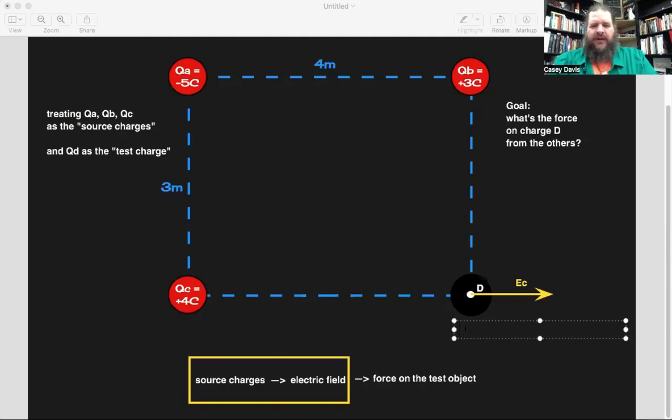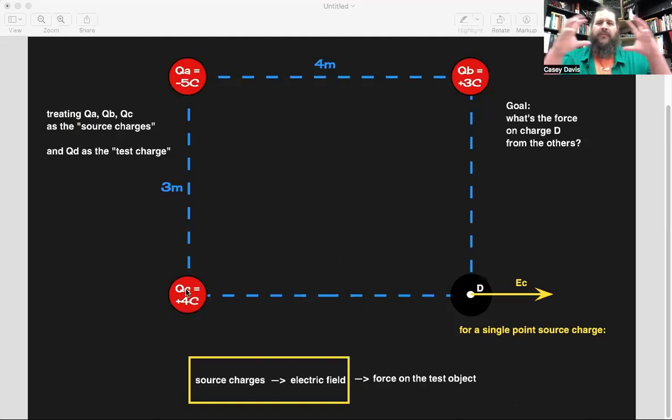And in general, that works anytime you've got a single point source charge, in the sense that charge C is so compact that, even if it's not truly a single point, presumably it's a sphere or something, it's so small compared to the other distances involved that we can treat it as a single point. Like if charge C is a ball 1 centimeter across, 1 centimeter is pretty small compared to the 4 meter distance. So we can treat charge C as just a single dot.